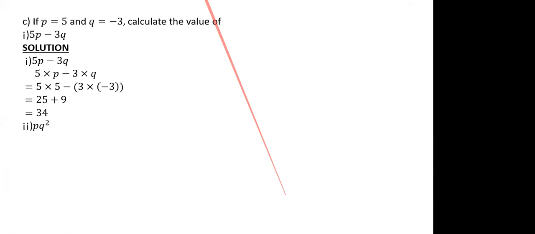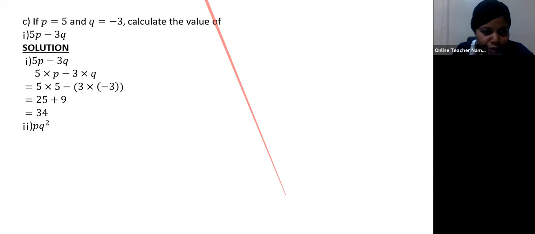So we have PQ squared. PQ squared is the same as P times Q times Q. And then from here, what you're supposed to do is to substitute. Where there's P, we'll replace a 5. And where there's Q, we'll replace a negative 3. So it's going to give us 5 times negative 3 times negative 3.